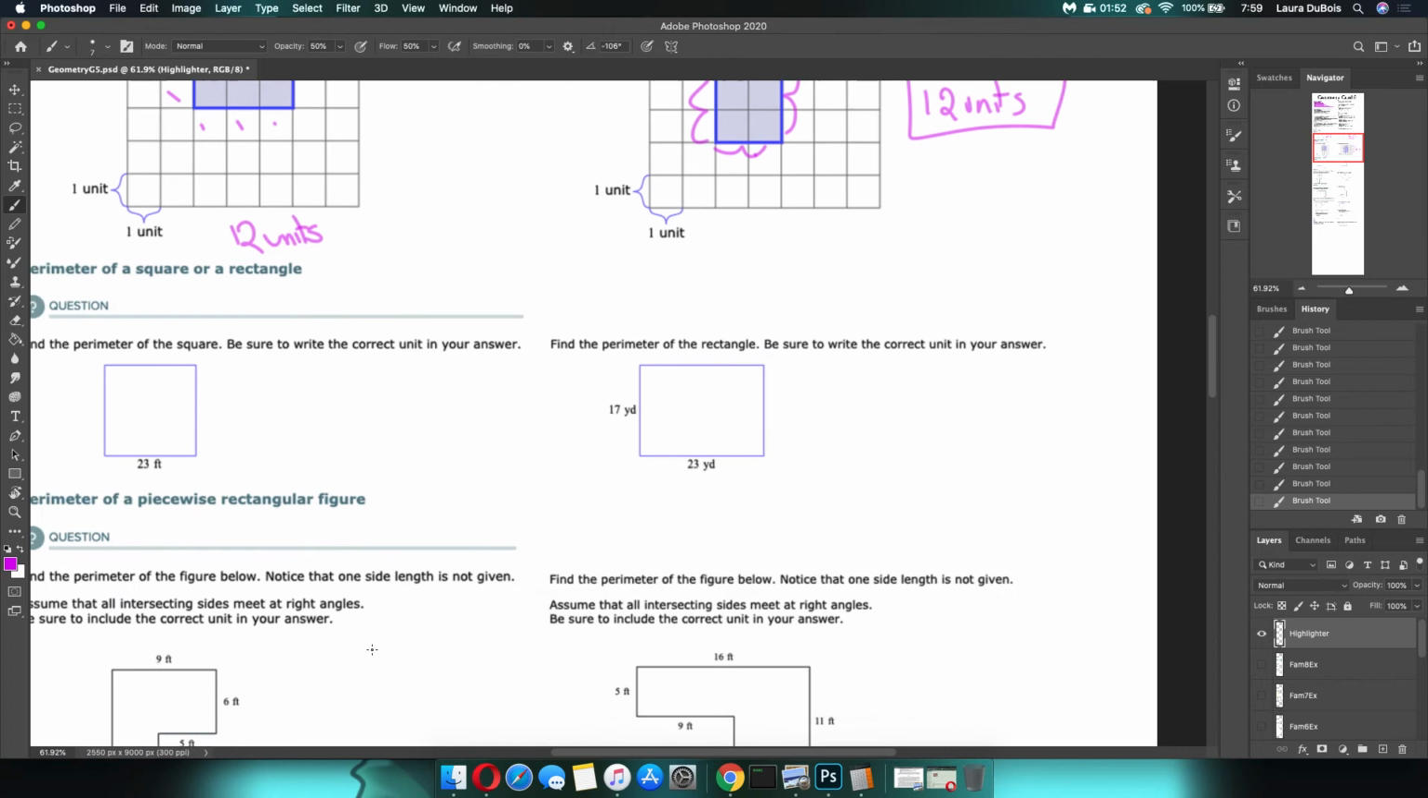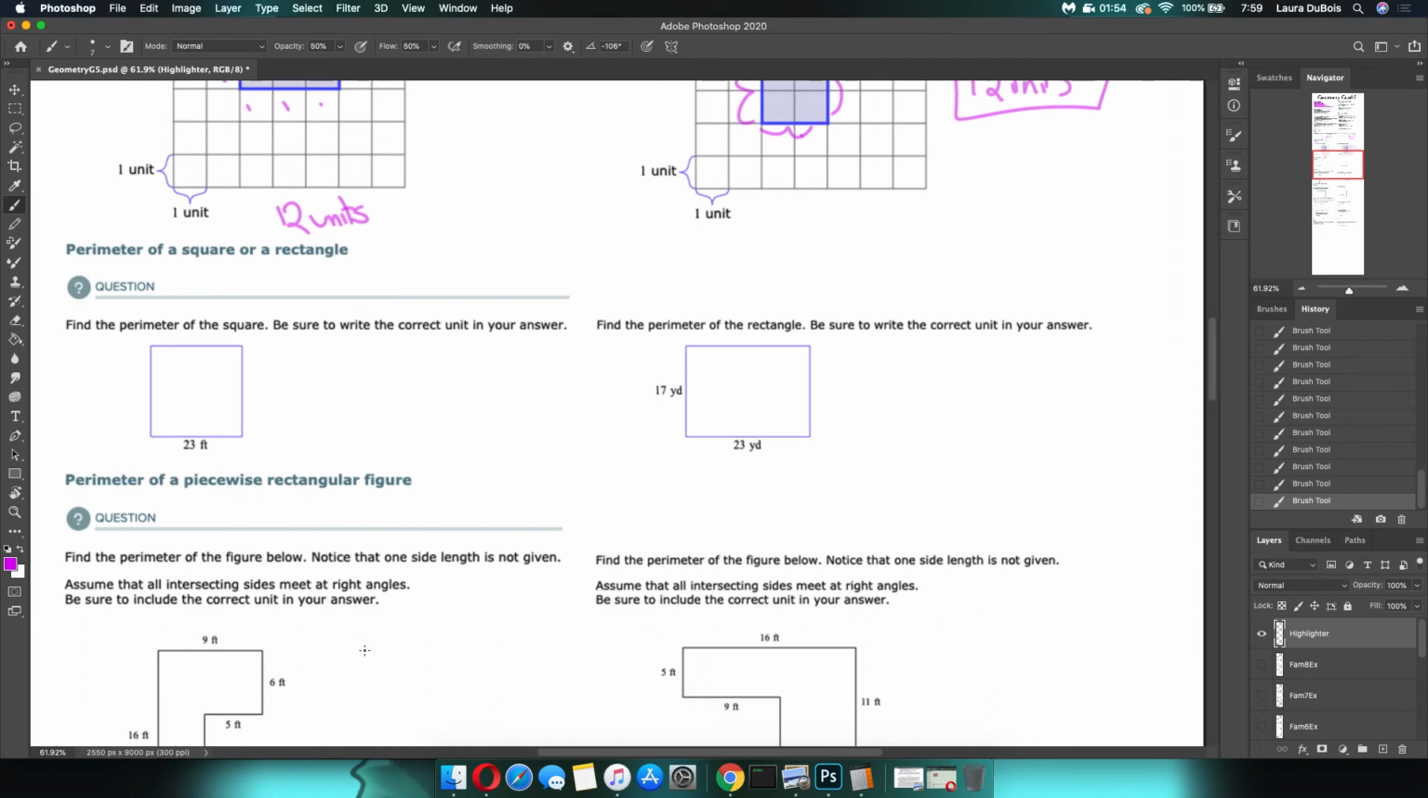Okay, next up, perimeter of a square or rectangle. So what you're doing here, this is where if your brain is calibrated correctly, you can do some shortcuts, or you can just do it the long way. Since this is a square, square means all sides are congruent. So this is 23, this is 23, this is 23. What I'm going to do, as someone who knows the shortcuts, I'm just going to do 4 times 23, which is 92 feet squared.